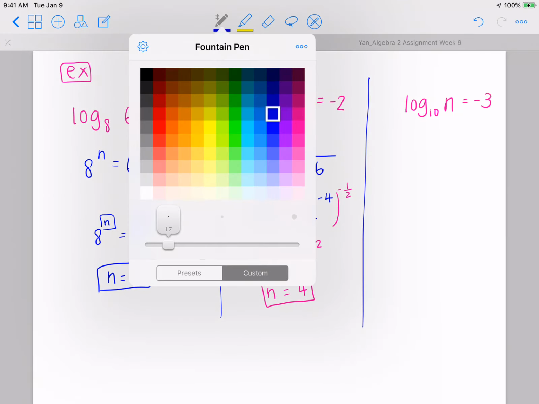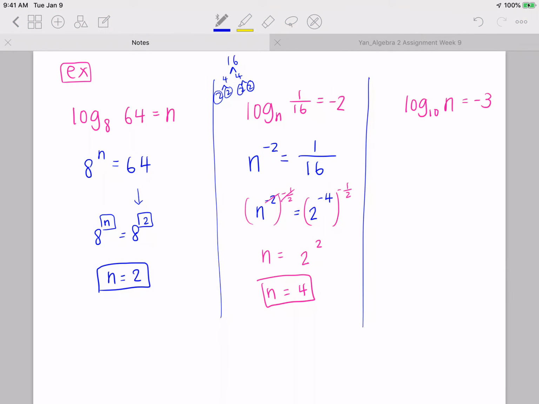Okay, last one. So this question right here, usually it doesn't give you that base because it's a 10. So usually it's invisible. So we're just going to write it there. And we rewrite it as 10 to the -3 equals n. I see that n is already by itself. So I just need to keep working on this to make it into one number.